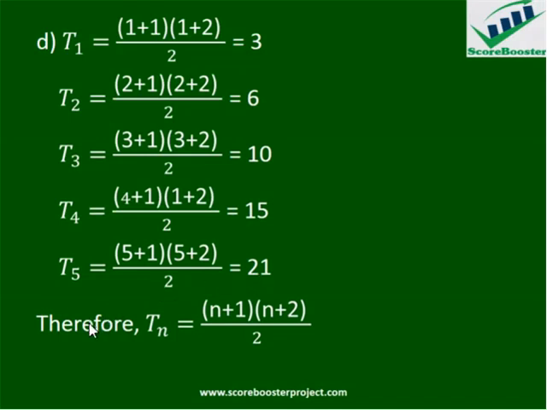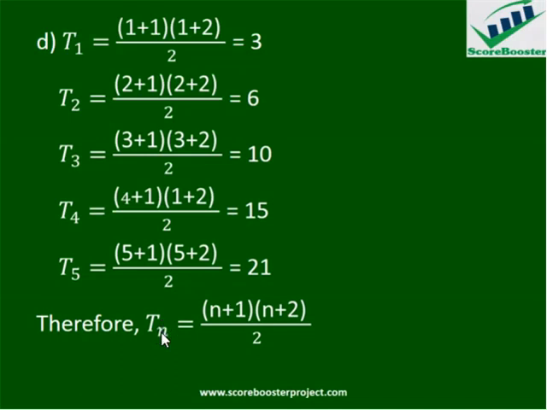So to get the general term of this sequence, in the nth term, you add 1 to it. You add 2 to the term you are in, you multiply them together and you divide by 2. So now if you want to check if this general term satisfies the sequence, we start by inserting the value of n starting from 1.